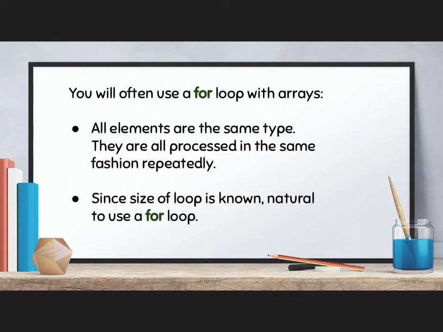All right, when we're working with arrays, very often you are going to use for loops to process these arrays. The reason is that all the elements are of the same type, and we typically want to do the same thing to each element. This could be reading in 100 different numbers, printing out all the numbers, adding 20 to every number. And we also know the size of the loop because we know the size of the array. So it makes perfect sense to use a for loop because we know exactly how many times we have to go through the for loop.